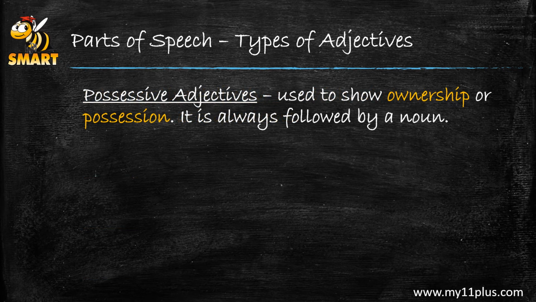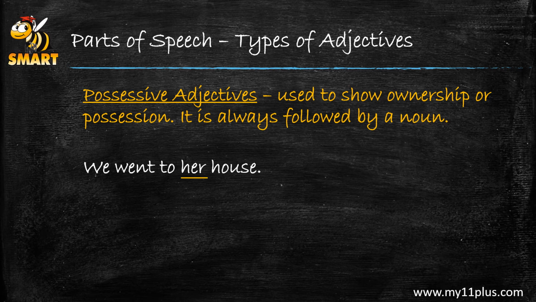And finally, we have possessive adjectives. Possessive adjectives are used to show ownership or possession. And again, just like the interrogative, it is always followed by a noun. As an example, we went to her house. So when you see the word her here, you might have been thinking that her is a pronoun, but in actuality, the function of that word her in the sentence is to give us information about the house. It is to identify the ownership of the house. So the word her in that sentence is an adjective.